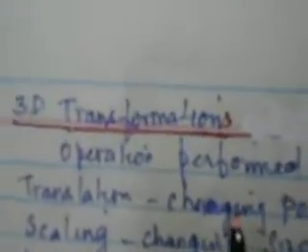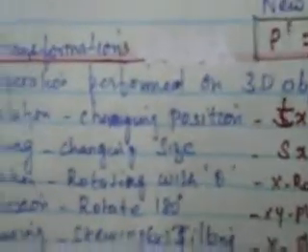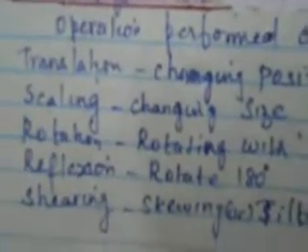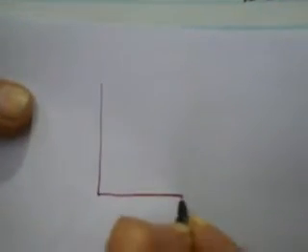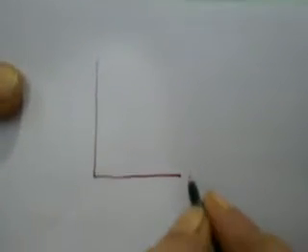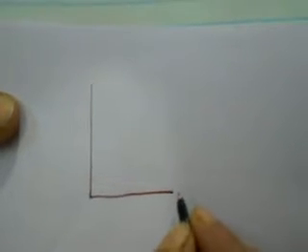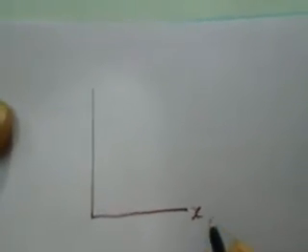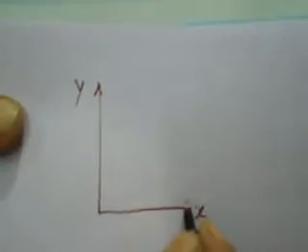3D transformations. Operations performed on 3D objects. Previously we have seen 2D transformation. In 2D transformation, we performed all the operations in the two-dimensional plane. Two-dimensional: one is the x-axis, another one is the y-axis.